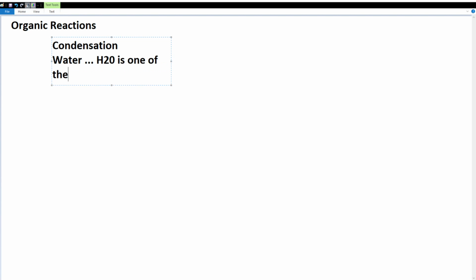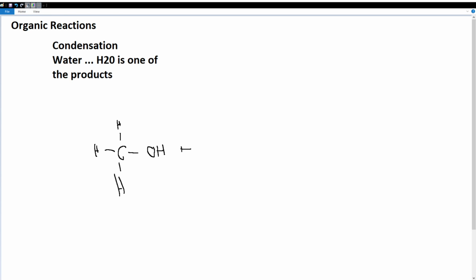Next is condensation. And when you think condensation, you have to think water, meaning that H2O is one of the products. So every time you have condensation, you know that H2O will be one of the products. So let's say we have 2 alcohols. So this is methyl, and then over here could be ethyl, or ethanol, methanol and ethanol.